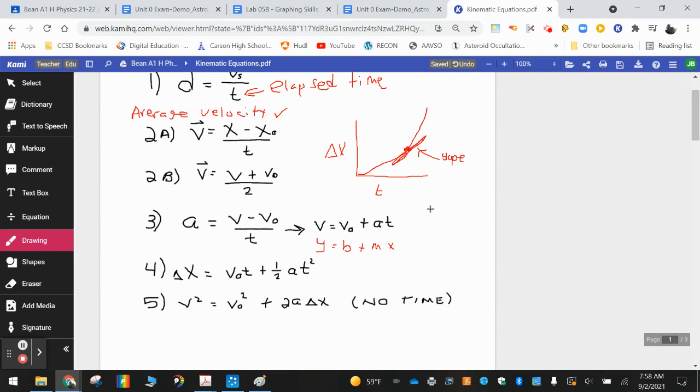Another question I would ask you in a demonstration would be like this. Suppose this is velocity and this here is time, and let's say I had a line that looked like this. I would ask you, what does the slope tell me here? We just did this last class. Yes, we said acceleration. Good job. The slope is the acceleration.